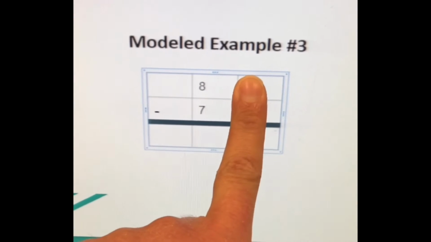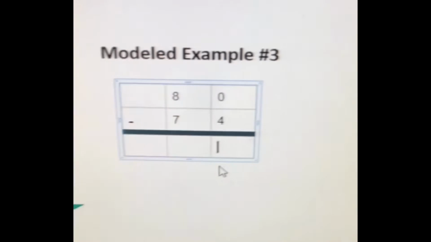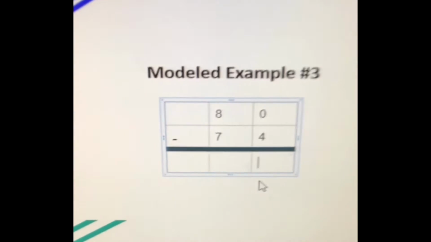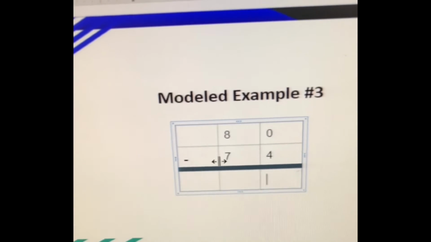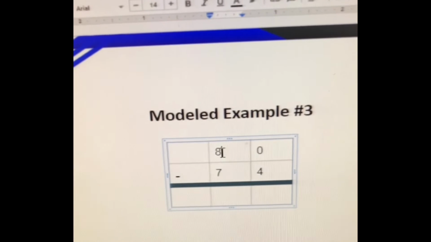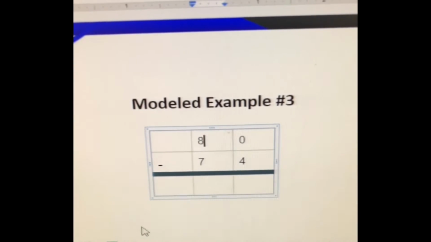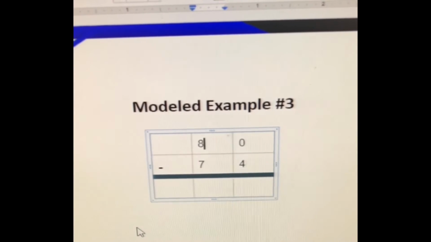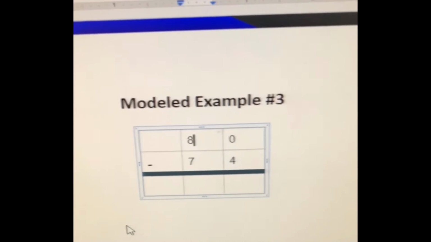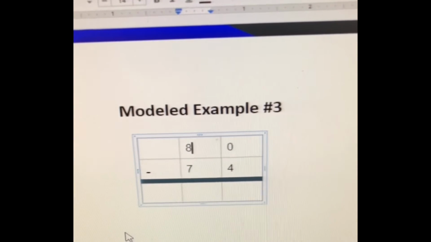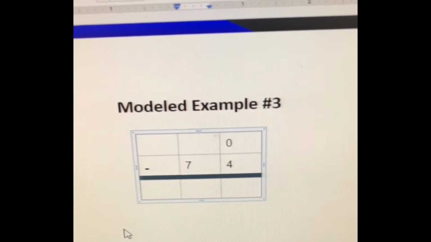Then the tens place, 8 is bigger than 7. So the number at the top in the tens place is bigger. So remember, we regroup by taking a 1 away from the tens place and adding 10 to the ones place. So the 8 in the tens place is going to become a 7.